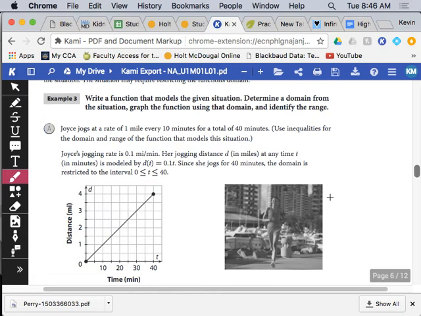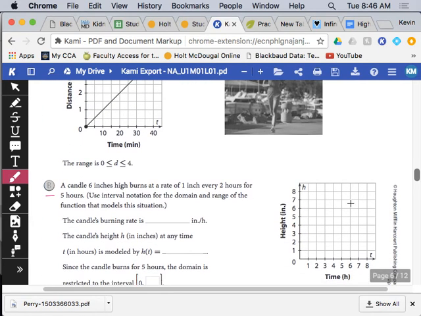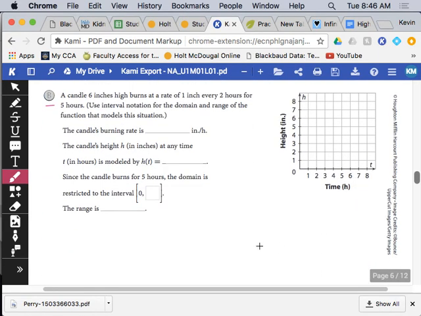Joyce jogs at a rate of 1 mile every 10 minutes for a total of 40 minutes. So she jogs 1 mile every 10 minutes. How far does she jog after 40 minutes? How far is she going? 4 miles, right? And so you see here she's jogging 1 mile every 10 minutes. At the end of 40 minutes, she's gone 4 miles. And this is modeling with a linear function. Okay? So what we're going to do is an example for ourselves.